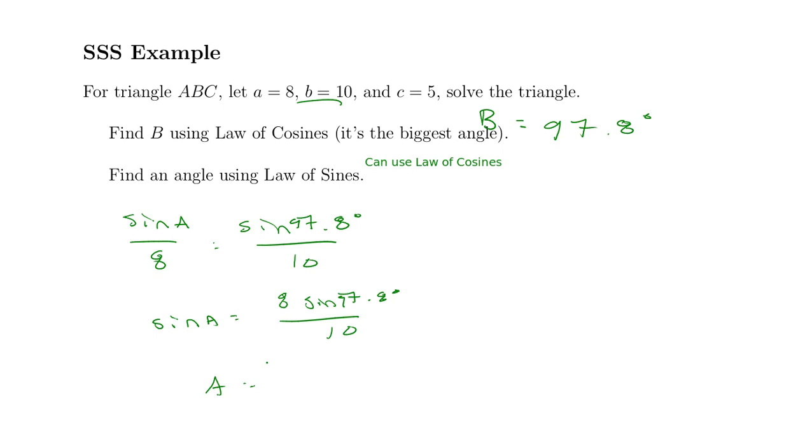Let me grab my calculator. Sine inverse of 8 times sine of 97.8 degrees divided by 10. That's giving me 52.4 degrees.